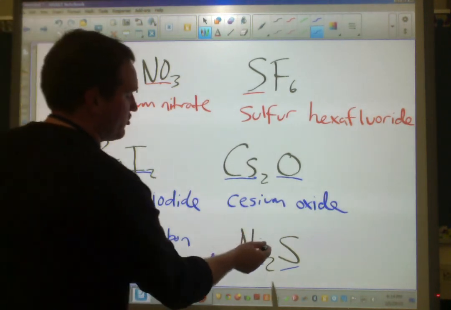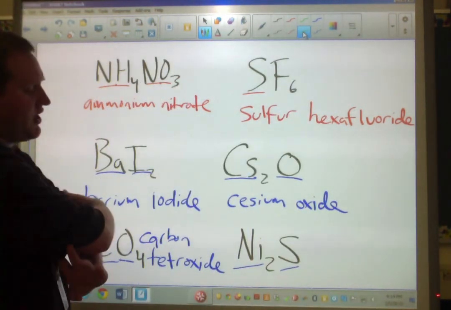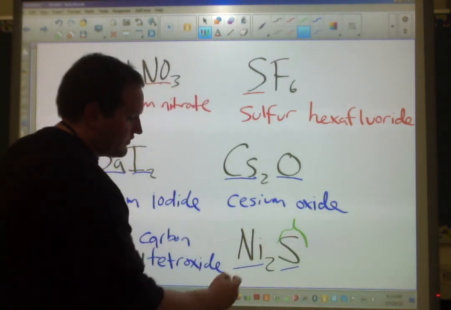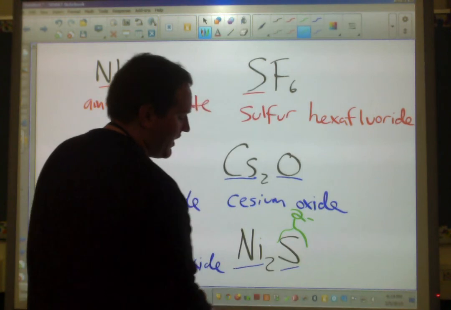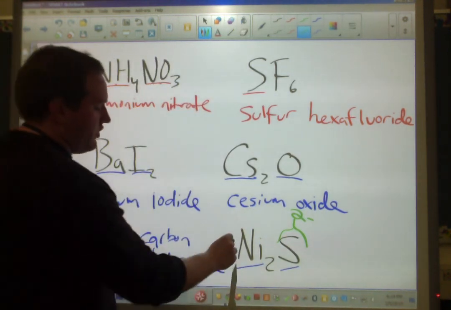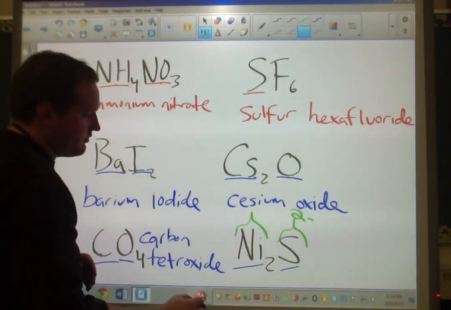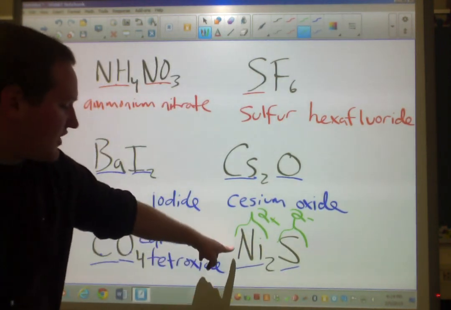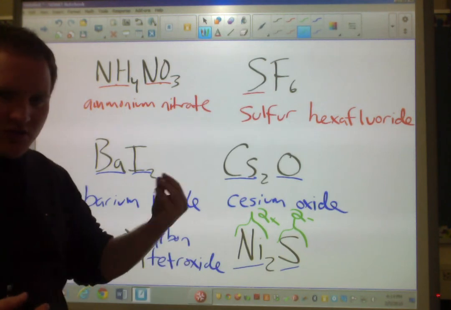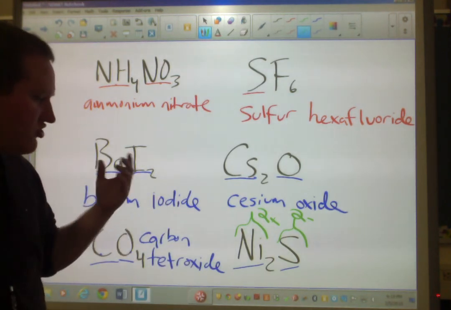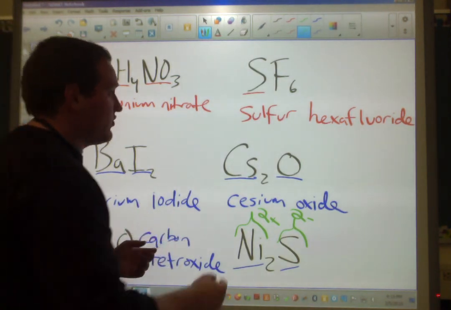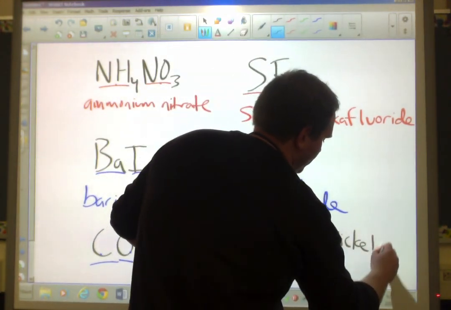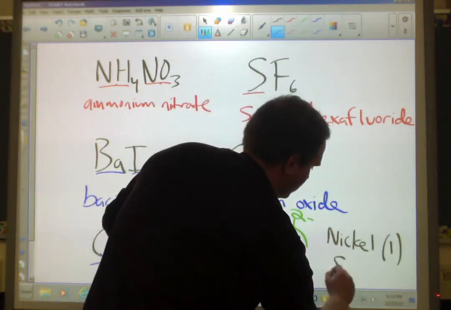Now, I have to determine the charge on that nickel in order to name this. So I don't know what nickel is, but I do know what sulfur is. Sulfur always forms a 2- charge. So therefore, the combined nickel must form a 2+ charge in order to balance this out. But since I have two nickels that together create a +2, each nickel must be a +1. So I'm going to call this one nickel 1 sulfide.